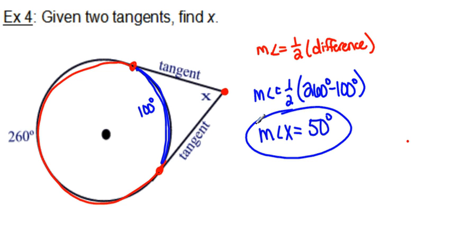I'm hoping that you're checking my computations because I'm thinking that I might have just made a mistake there. 260 minus 100 is 80. Half of 80 isn't 50. It was wrong, I do need to take a minute and go back and fix it.